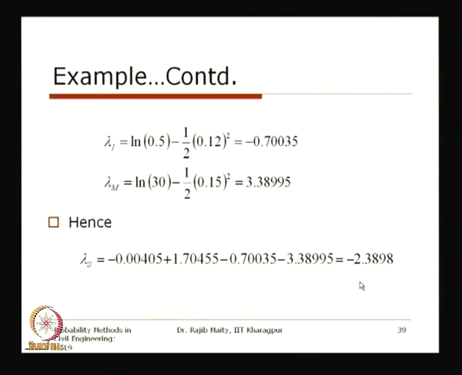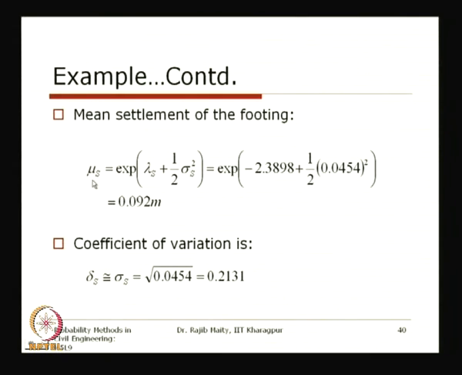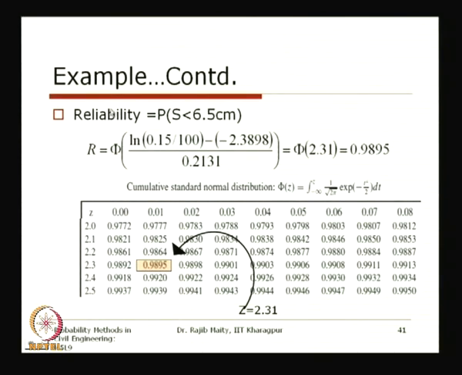So, this is the lambda for the final random variable S, and the mean settlement of the footing, as we know from the log normal distribution, is obtained from this expression by replacing lambda and sigma S. So, the mean settlement will be 0.092 meter, and the coefficient of variation, which is approximately equal to sigma S, is 0.2131. If we get these two parameters, then for the reliability, the settlement should be less than the allowable limit.